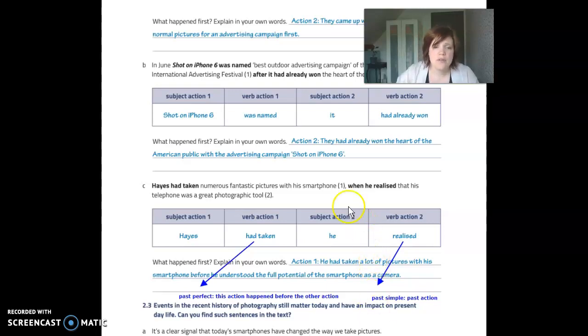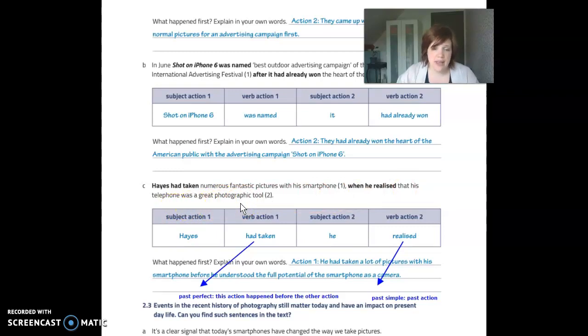I'm going to focus on sentence C of exercise 2.2, which is actually a good example of what I want to explain to you. Let's first have a look at the sentence. Hayes had taken numerous fantastic pictures with his smartphone when he realized that his telephone was a great photographic tool.